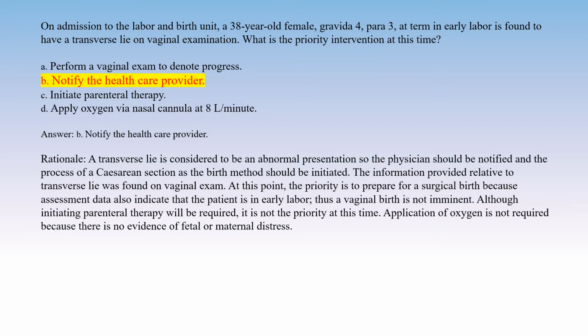At this point, the priority is to prepare for a surgical birth because assessment data also indicate that the patient is in early labor, thus a vaginal birth is not imminent. Although initiating parenteral therapy will be required, it is not the priority at this time. Application of oxygen is not required because there is no evidence of fetal or maternal distress.